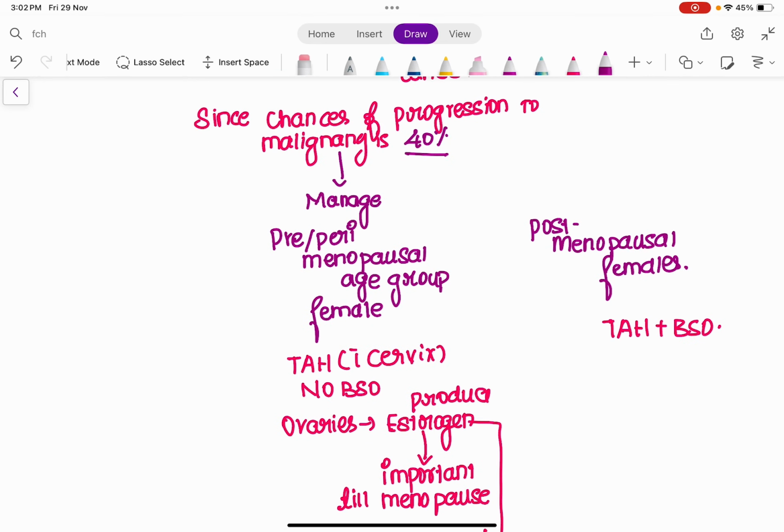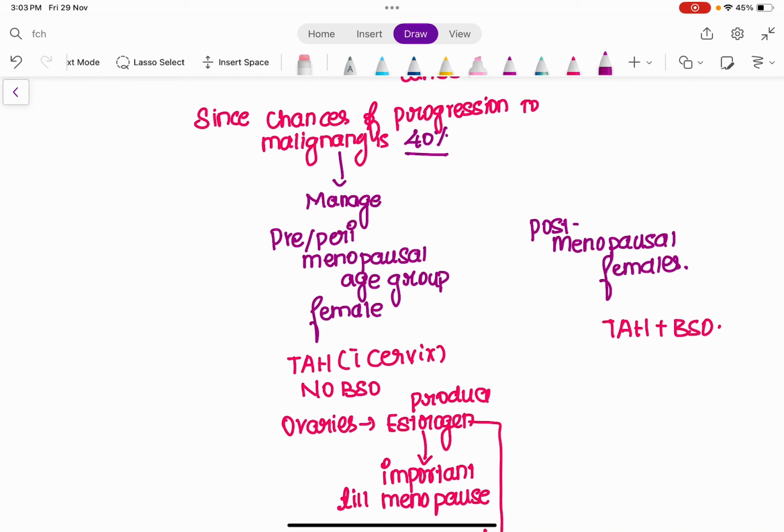Since the chances of progression to malignancy are 40%, you definitely know the management in this patient. You can't ask the patient to just be in follow-up, because you can ask a patient who has endometrial hyperplasia without atypia to come in follow-up with the medical management. But you cannot ask any patient with a report of endometrial hyperplasia with atypia to be in follow-up without doing any definite management. So since the chances of progression to malignancy are 40%, you have to do some definite management in that patient. You counsel the patient and explain the risk of progression to malignancy.